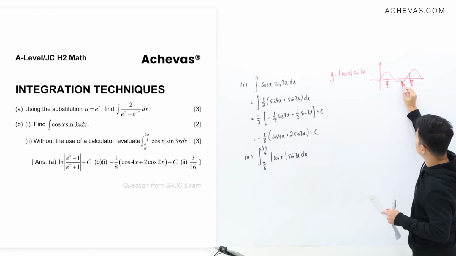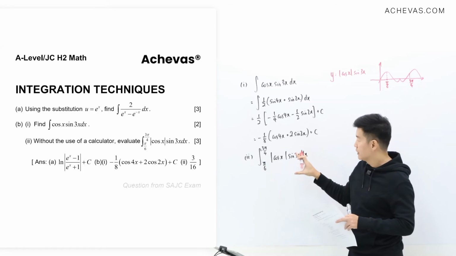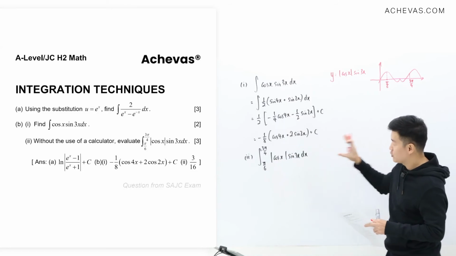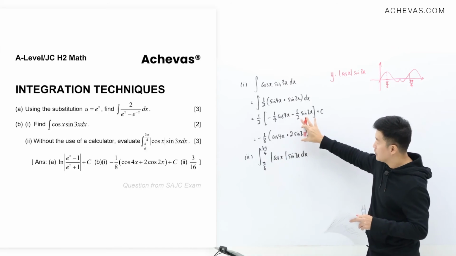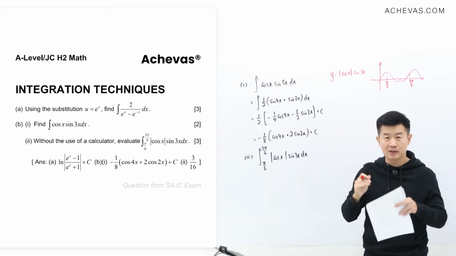So we'll be integrating along this graph, but we will not be able to use our calculator. I mean, of course, if we could, we would have pressed this into the calculator, right? So we are trying to integrate this a bit manually. And we need to make use of the previous result, which is just cosine x sine 3x without the modulus.